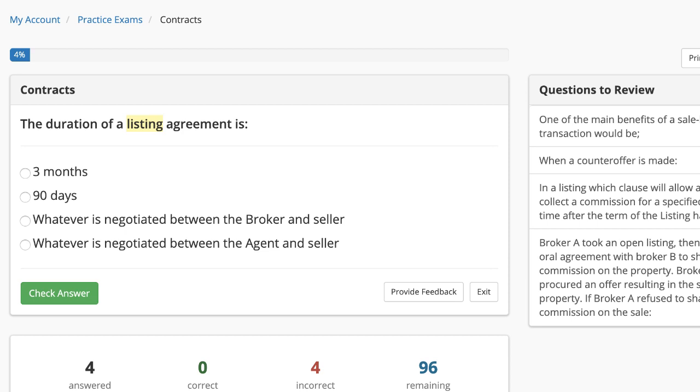Okay, the duration of a listing agreement is A, 3 months, B, 90 days, C, whatever is negotiated between the broker and the seller, and D, whatever is negotiated between the agent and the seller.